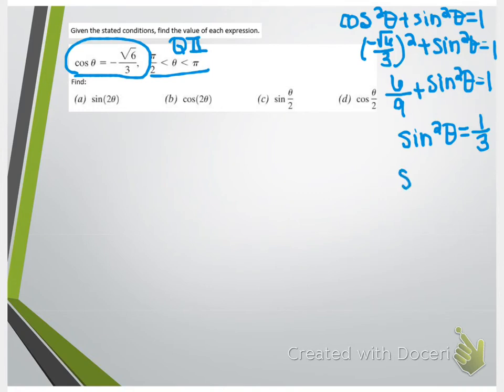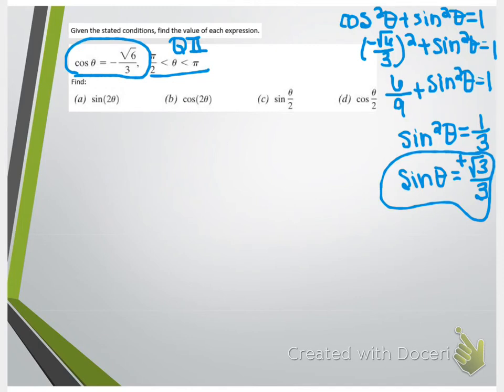Take the square root of both sides. Sine of theta. That's the square root of 1/3. Are we to the point we know that's the root 3 over 3? And if we're in quadrant 2, is it positive or negative? It's positive. Okay. All right, so I got my cosine value, I got my sine value. Now I'm doing my formulas. It's really just, again, the same number crunching I did on the other examples.